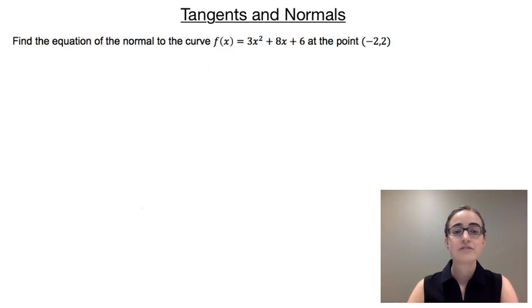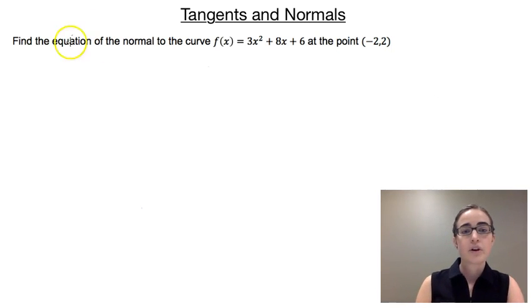So this one asks us to find the equation of the normal to the curve f of x equals 3x squared plus 8x plus 6 at the point minus 2, 2. So the working out for this question is going to be very similar to our last example, but there's just one extra step in there. So we're going to find the derivative first. So f dash x is going to be equal to 6x plus 8.